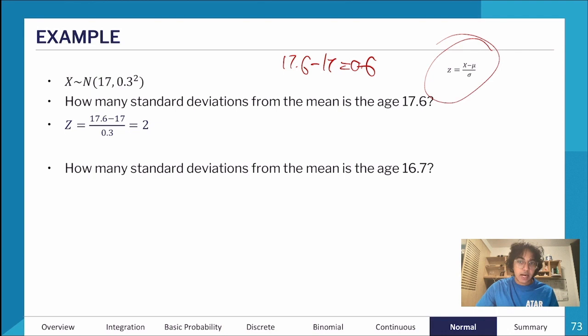And if we try to work that out with 16.7 as well, we'll see that we get -1, right? But that just means that instead of going above the mean, we've gone below the mean. So at the end of the day, that's still one standard deviation away from the mean, okay?